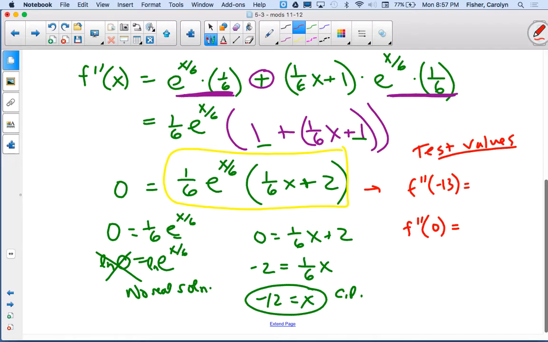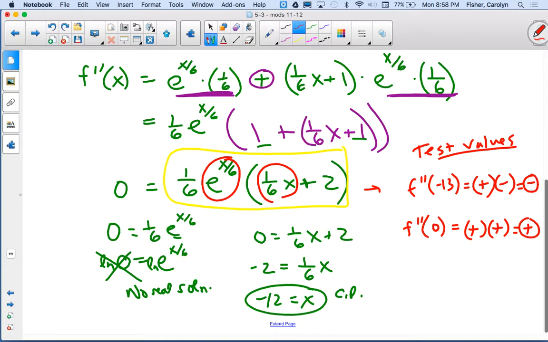E to the 0 is 1, so I've got a positive out front there, and then I've got 1/6 times 0 plus 2, giving me a positive overall. Negative 13, so negative 13 over 6, again, this e to the negative 13 over 6 is going to be 1 over e to the positive 13 over 6, which is a positive number. It's going to be a super small number, but that's a positive. And then 1/6 times negative 13, this is going to be negative 13 over 6, plus 2 is going to be a negative. So I do have a negative in there, giving me a negative overall. So I've got negative and positive for my signs.